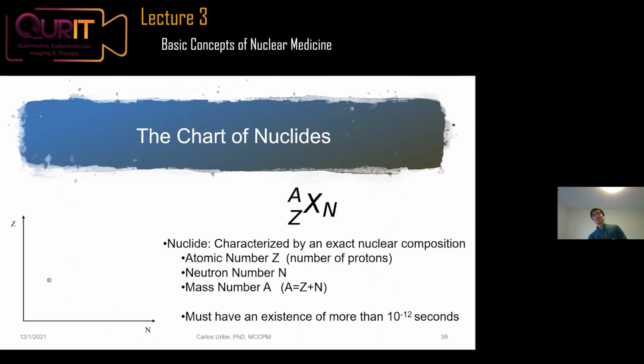So what is the chart of nuclides? We've talked about protons and neutrons, but a nuclide is basically characterized by its exact nuclear composition. We're interested in the atomic number, Z, the neutron number, and the mass number, which we label as A, that is basically the sum of protons plus neutrons. So when we represent a nuclide, we typically use this notation.